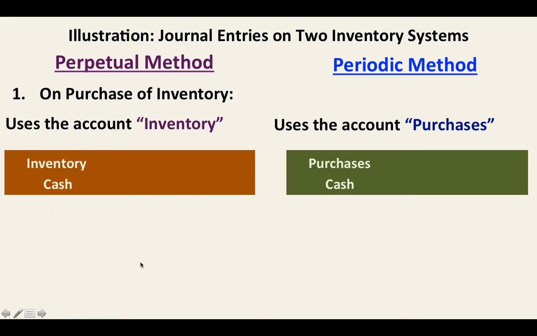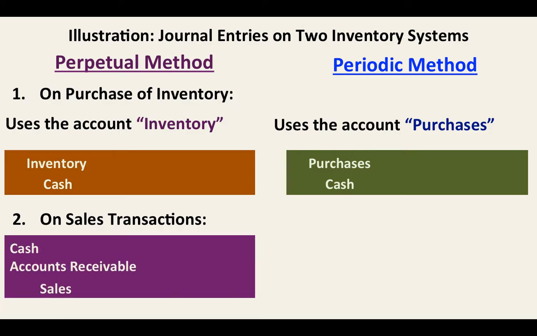So, for sales transactions, ano ang entry? For perpetual method, debit cash or debit accounts receivable, kung ano man. If we receive cash, we debit cash.